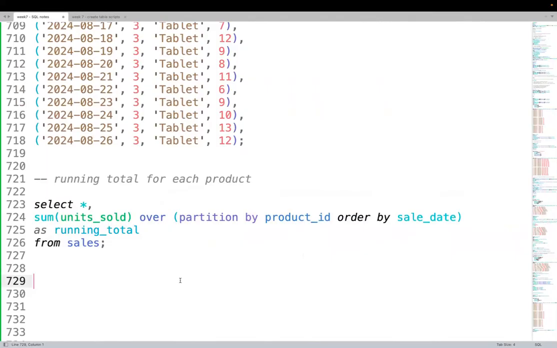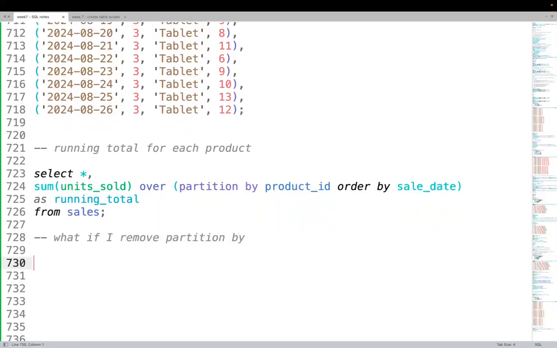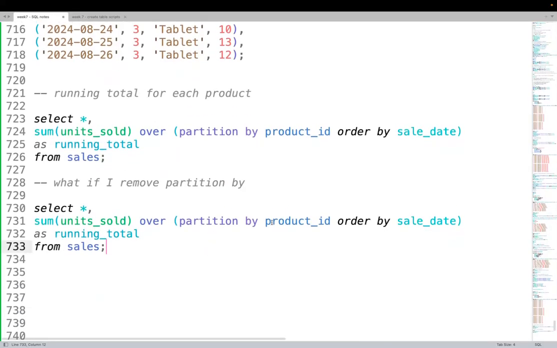Now in this, what if I remove partition by? What if I remove partition by here? In this, I remove partition by, what will happen?